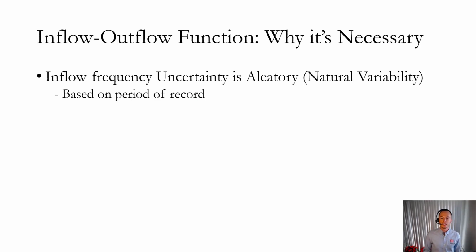Definition of an inflow-outflow function is necessary to isolate the uncertainty related to the transformation mechanism while maintaining the uncertainty of the inflow discharge probability function. The uncertainty around the inflow discharge probability function can in large part be attributed to natural variability and is based on the period of record.